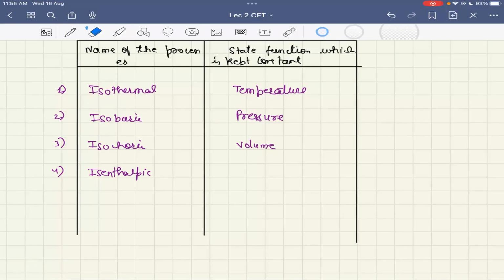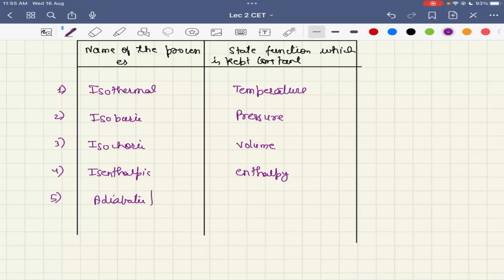Here enthalpy is kept constant. Number 5 is the adiabatic process. This is also called an isentropic process. Why isentropic? Because entropy remains constant here. So entropy is kept constant. The symbols are: temperature is kept constant, pressure is kept constant, volume is kept constant, enthalpy is kept constant, and entropy is kept constant.